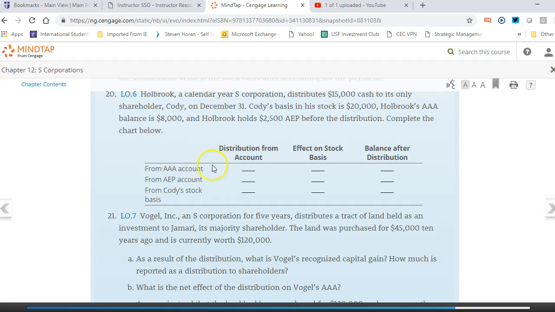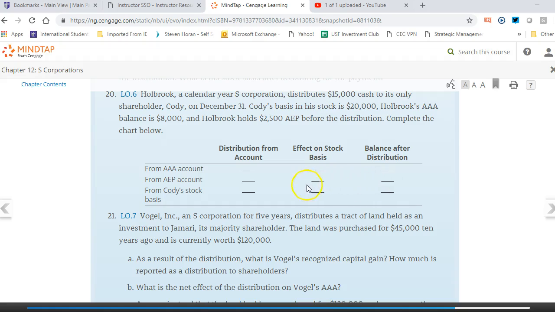So the AAA account, we're going to apply 8,000 to that, and that reduces the basis by 8,000. So the answer here would be 8,000, 8,000, 0. Then we reduce the AEP. The AEP had a balance of 2,500. So 8,000, 8,000, 0. Then this becomes 2,500, no effect on basis, and then 0.